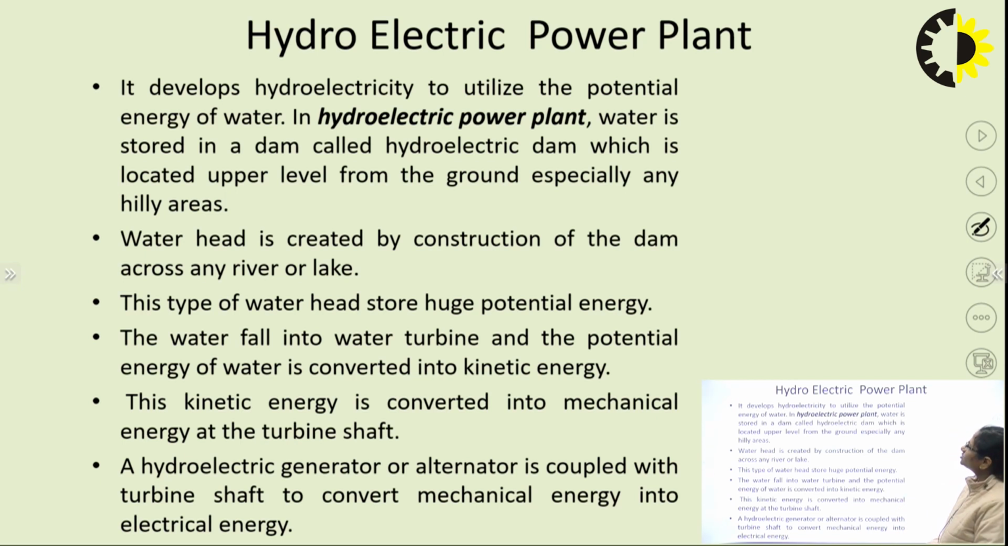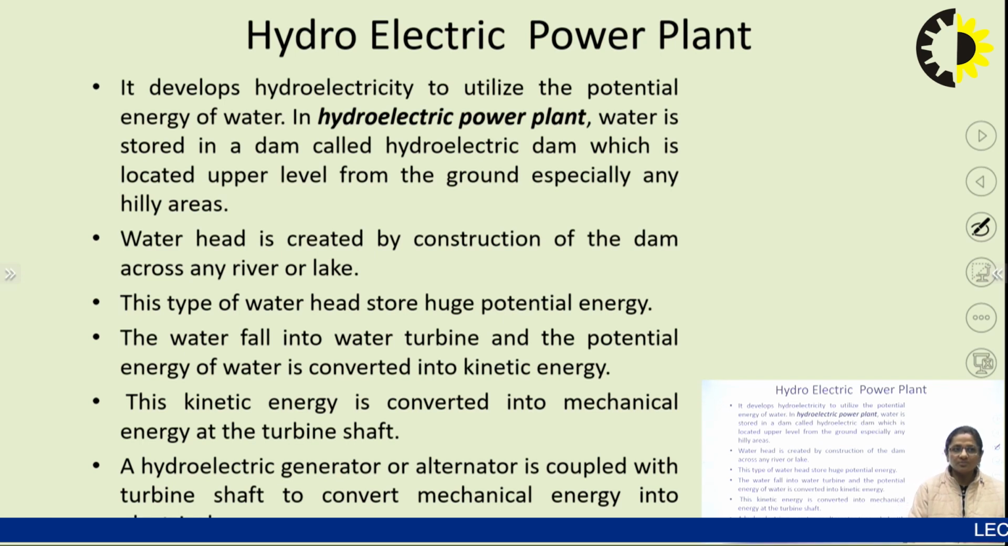Let us see the physics of hydroelectric power plant, the basic working of hydroelectric power plant. We know that it develops hydroelectricity to utilize the potential energy of the water. In hydroelectric power plant, water is stored in a dam, which is said to be the hydroelectric dam, which is located at upper level from the ground, especially in hilly areas. Waterhead is created by construction of the dam across any river or lake. This type of waterhead stores huge amount of potential energy.